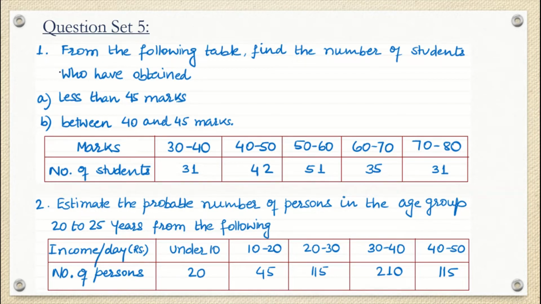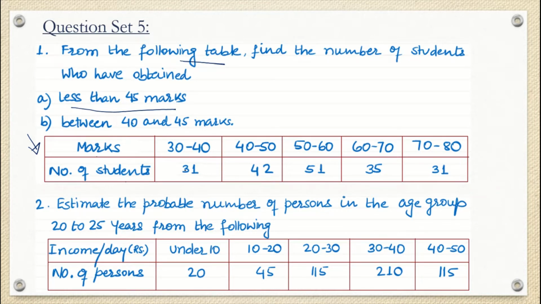The very first question is: from the following table, find the number of students who have obtained less than 45 marks, and second, between 40 and 45 marks. The table is given here, and it has two entities: one is the marks and the second is the number of students.